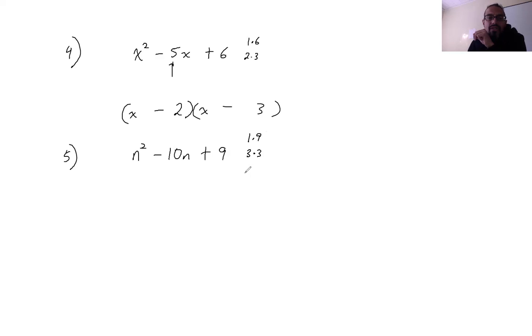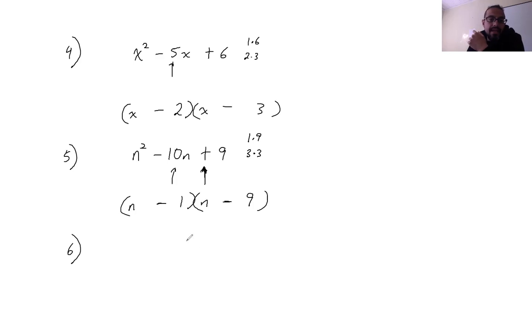What do these factors need to do? They need to add to make -10. Okay, which ones add to make -10? 1 and 9. So I'll throw in my n's. I'll throw in my 1 and 9. Again, because it's positive, my choices are plus plus, minus minus, and hopefully you know it's minus minus because -1 minus 9 is -10.